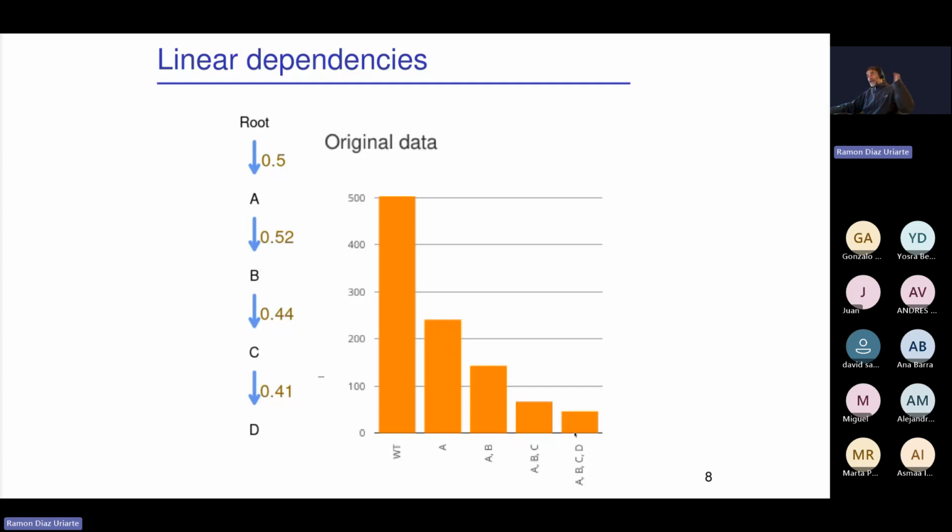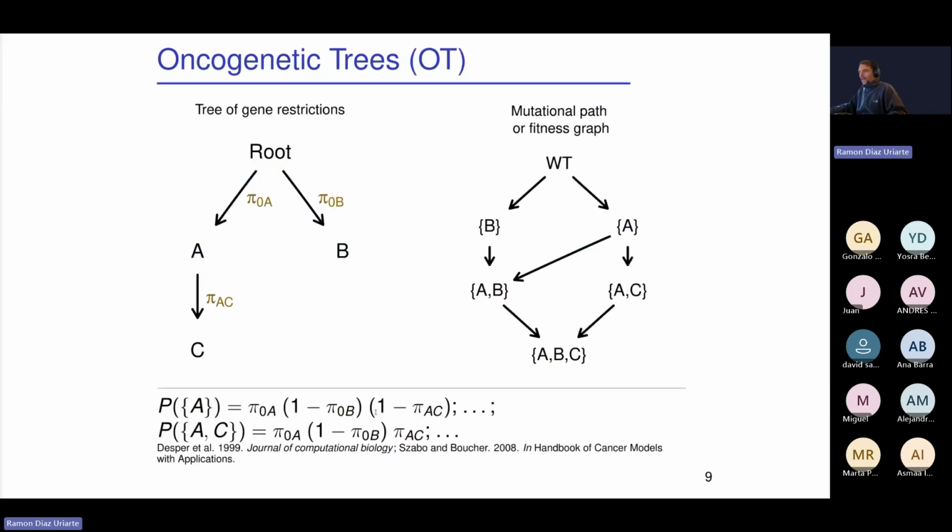This suggests that we have a linear pattern where we first need to accumulate A. Only once we have A, we can gain B. That gives us the genotype AB, etc. So this is just possibly the simplest linear accumulation model. We can make these models much richer.